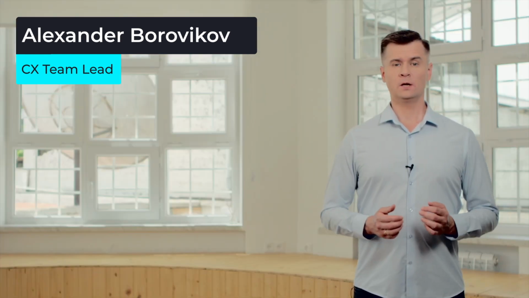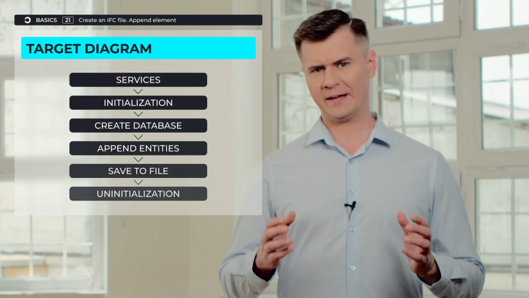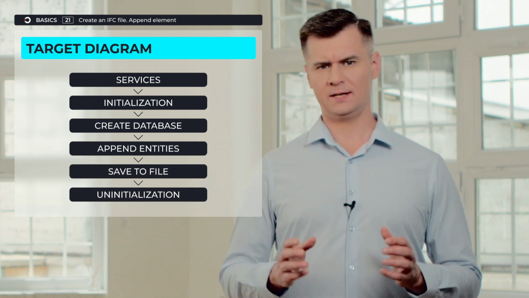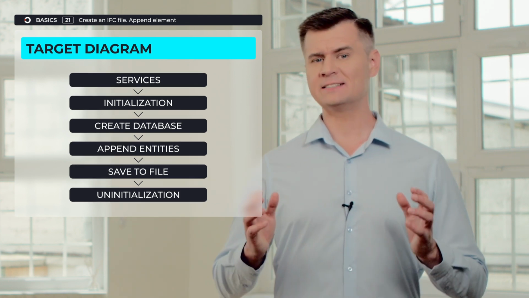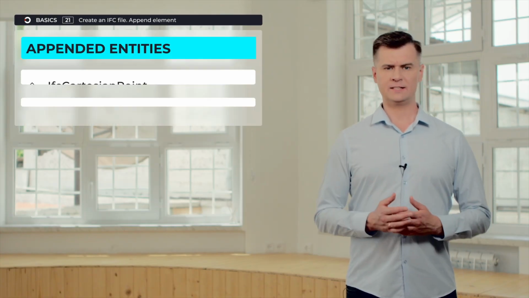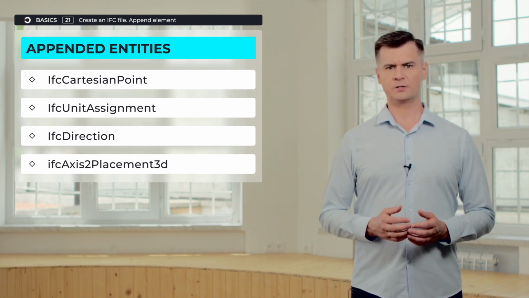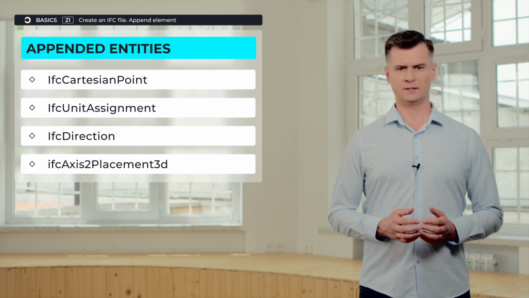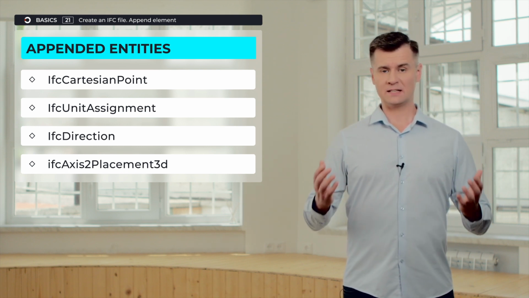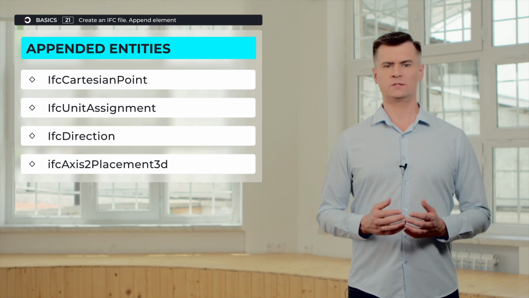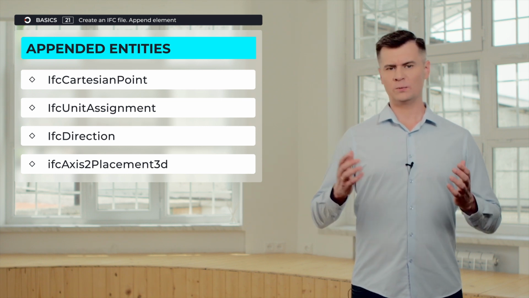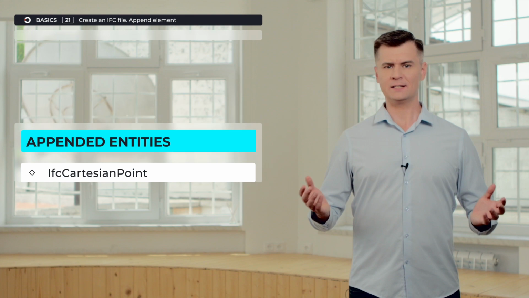During today's video, we'll go on describing the necessary steps to create an IFC file. We stopped at the point when we created a database, populated it with several entities, and saved the result to file. Those entities were IFC Cartesian point, unit assignment, IFC direction, and axis2 placement 3D. But there is still nothing to visualize. In other words, if we open a file with such content in a viewer, we will see nothing.